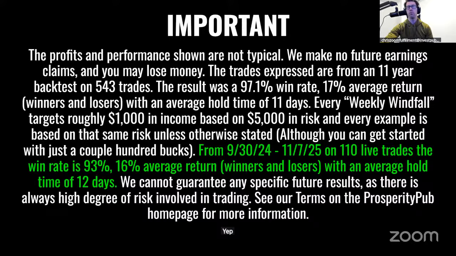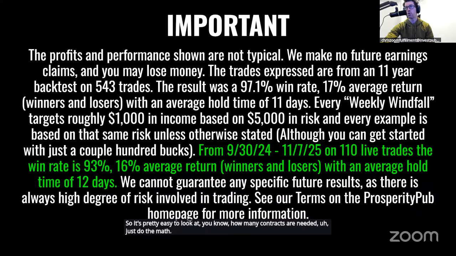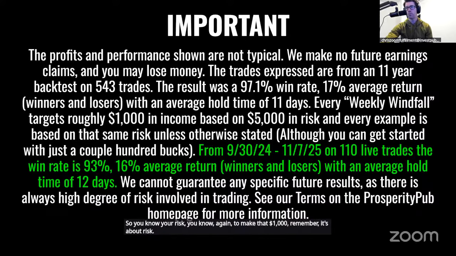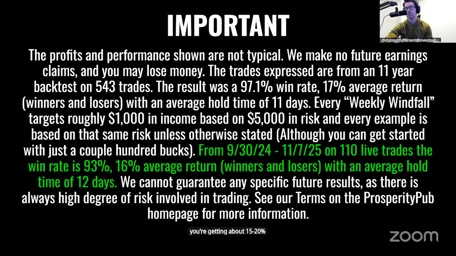Yep. We talked about that in the masterclass, Rob. It's pretty easy to look at how many contracts are needed. It's just do the math. So you know your risk. Again, to make that $1,000, remember, it's about risk. You're getting about 15 to 20% return on risk. So if you want to make $1,000, you've got to risk 5.